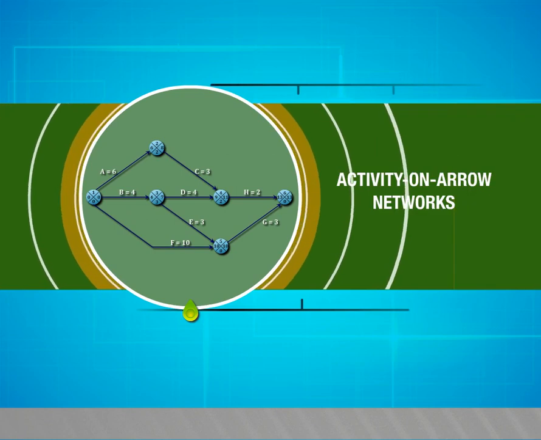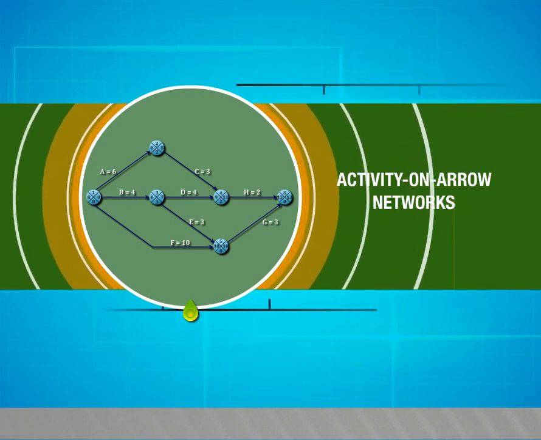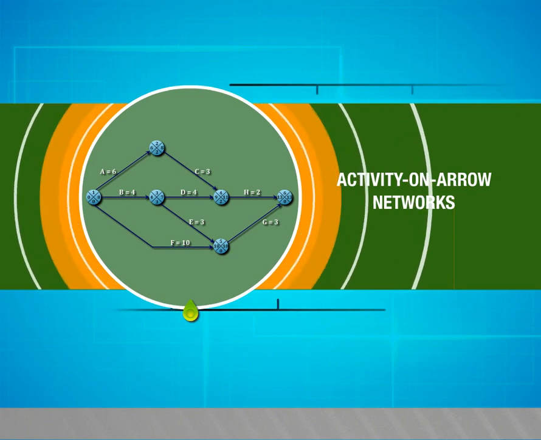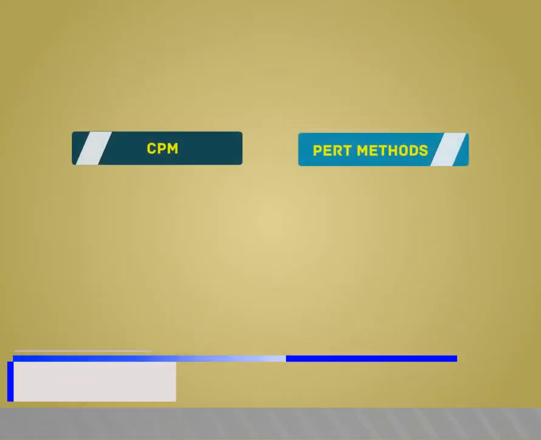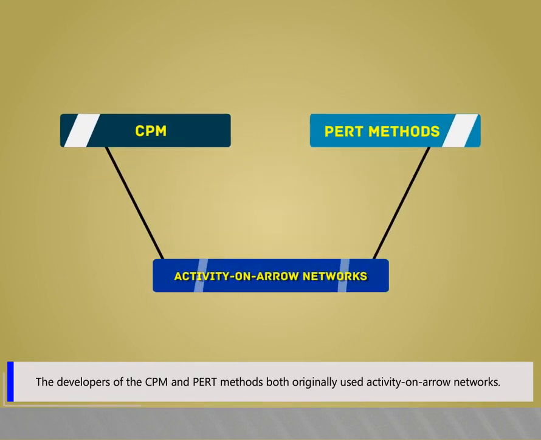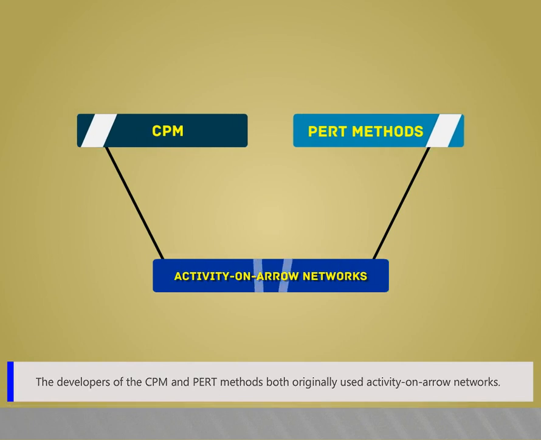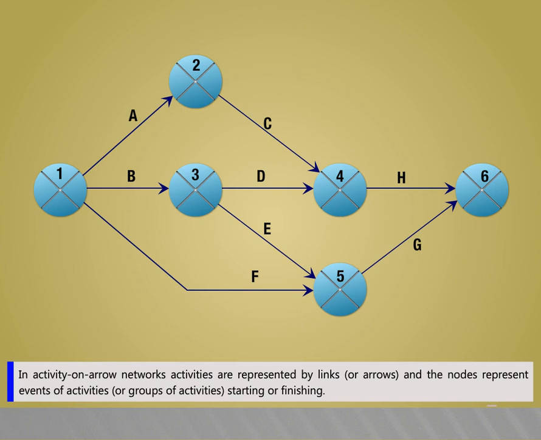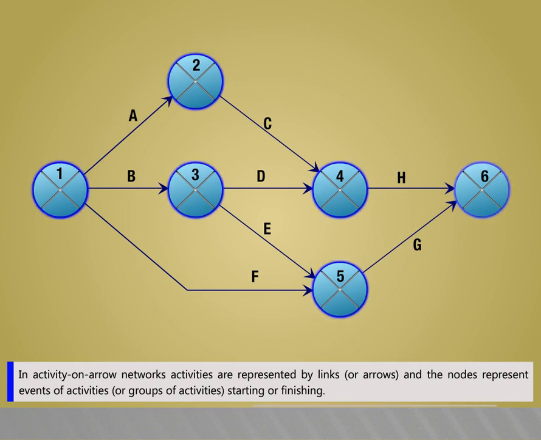Activity on arrow networks. In this video, we are going to see about activity on arrow networks. The developers of the CPM and PERT methods both originally used activity on arrow networks. In activity on arrow networks, activities are represented by links, or arrows, and the nodes represent events, of an activity or group of activities starting or finishing.